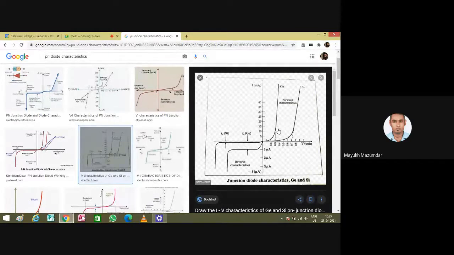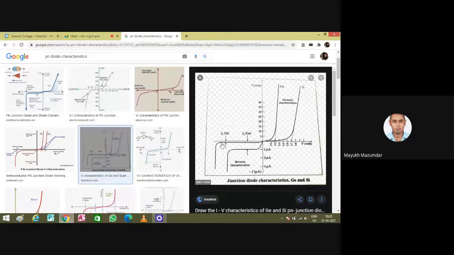Okay, and for germanium, you have to give a little bit more voltage to get this forward current. Now see, for germanium, as I said, it is in nanoampere. So this current is constant. The value of the current after this point is constant. It is saturated. But here also there is a particular point after which we say the diode breaks down.